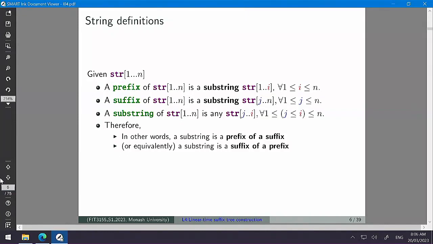Now, in fact, I could have flipped the definition around and said that j to n is a suffix, and j to i is the prefix of the suffix. So what am I trying to say here? A substring can be seen as a suffix of a prefix, or it can be seen as a prefix of a suffix, as any substring. That's what this slide is trying to tell you when we talk about a substring being a prefix of a suffix or a suffix of a prefix. So right now, this region is a prefix of the suffix j to n. Now, what is a suffix tree?